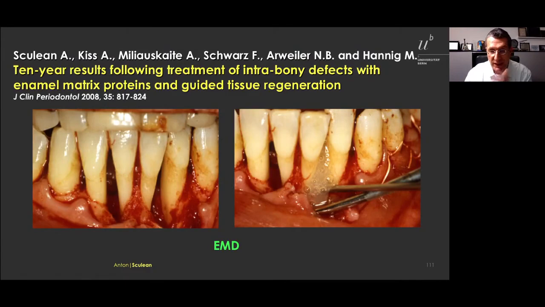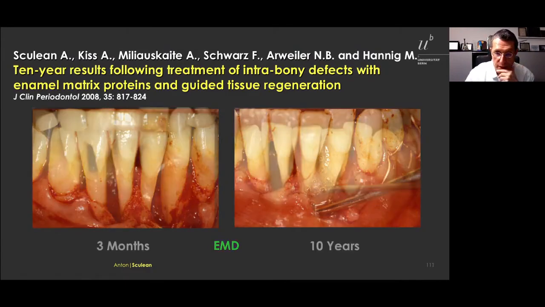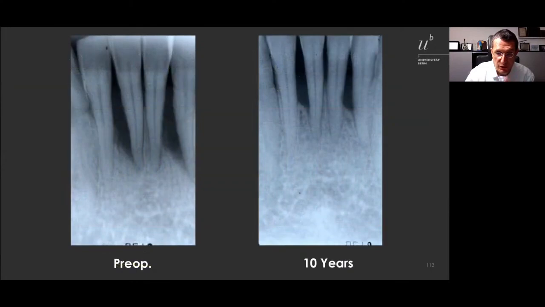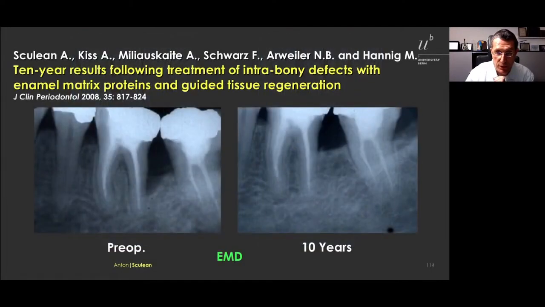And this is a 10-year study. In this study, I showed you already this case before. You can see a stable situation after 10 years. Even in cases where the tooth has an endodontic treatment, we can be successful. It is not a contraindication.